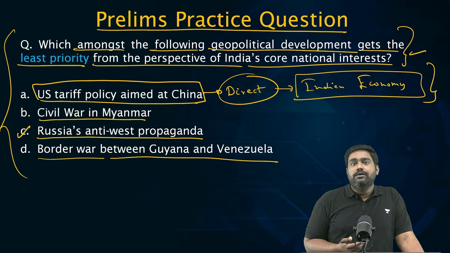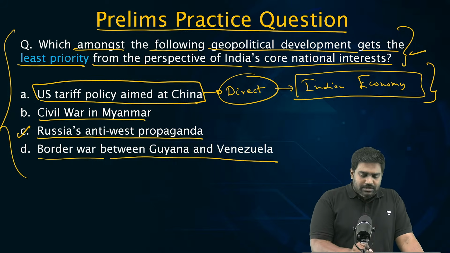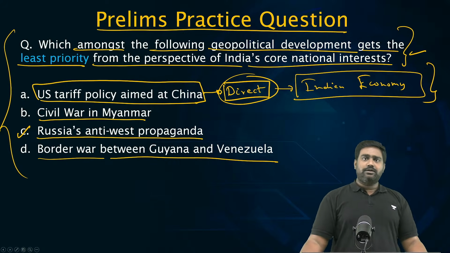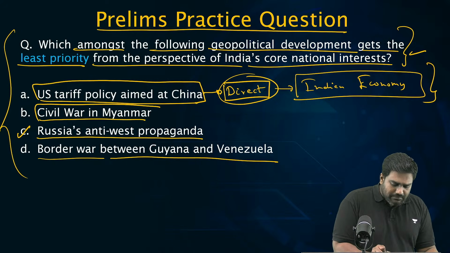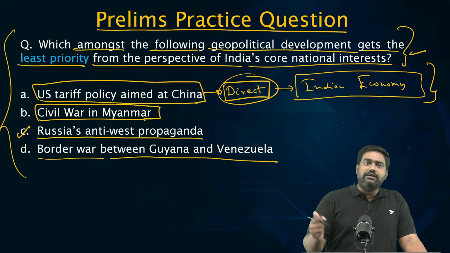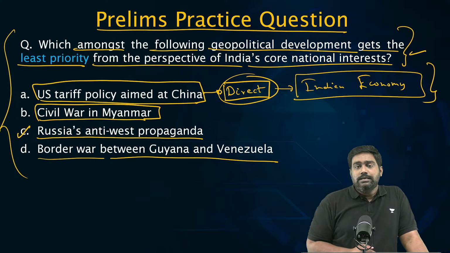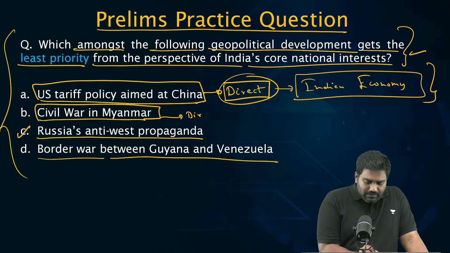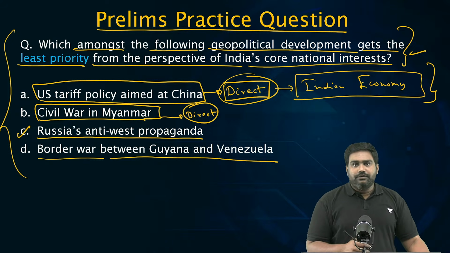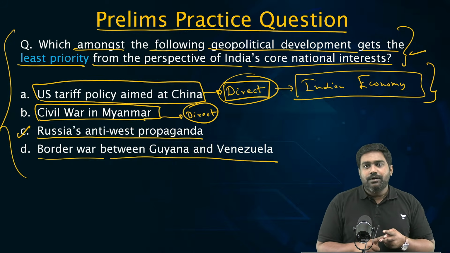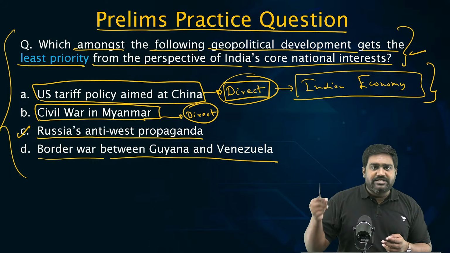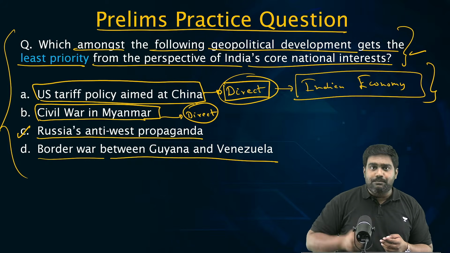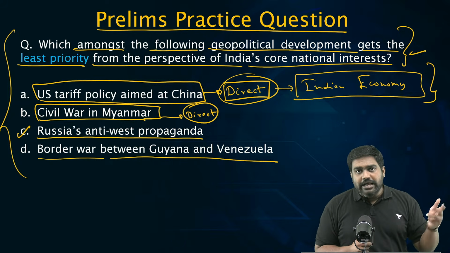But now things are different, right? So these tariff wars, though aimed at some other country, could directly affect or impact India's economic interests. So this becomes a priority for us. Civil war in Myanmar, obviously a priority. Whatever happens in your neighborhood will have a direct impact. It could be regime change, which we have seen in Nepal and Bangladesh. It could be economic crisis, which we have seen in Sri Lanka, or economic and political crisis, which we are witnessing in Pakistan, or the civil war in Myanmar.